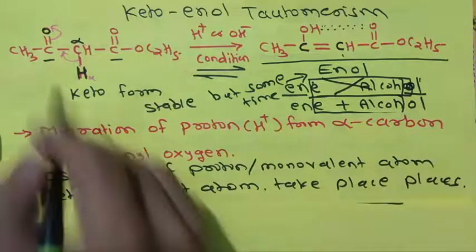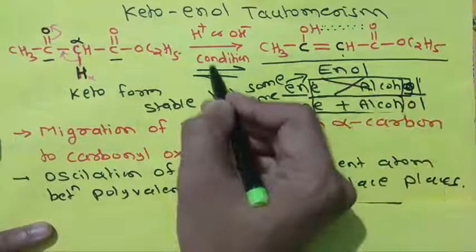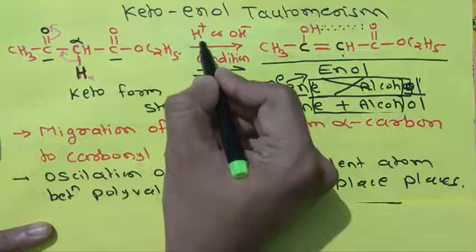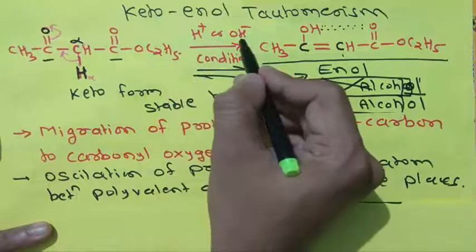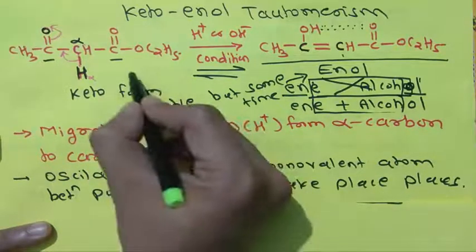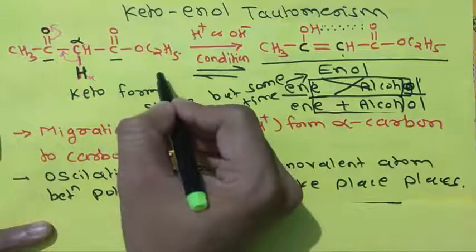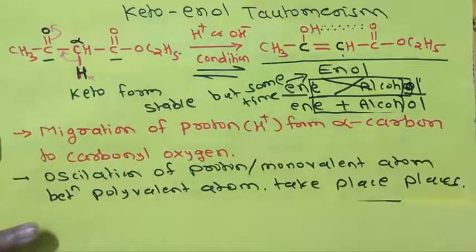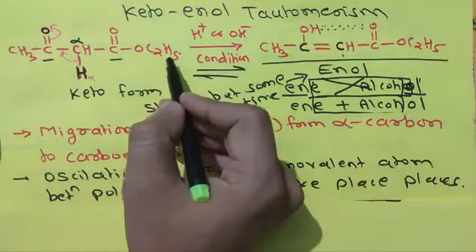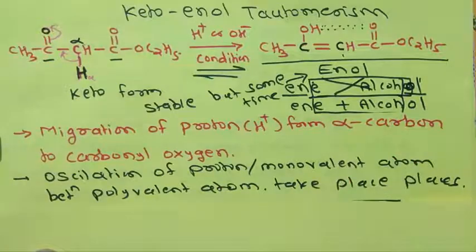Keto-enol tautomerism can take place under different conditions. It can take place under acidic conditions or under basic conditions. We can take the conditions one by one: how the keto form is converted into the enol form, or how the enol form is converted into the keto form, step by step. Firstly, we take the acidic condition. By using acidic conditions, how is the keto form converted into the enol form?